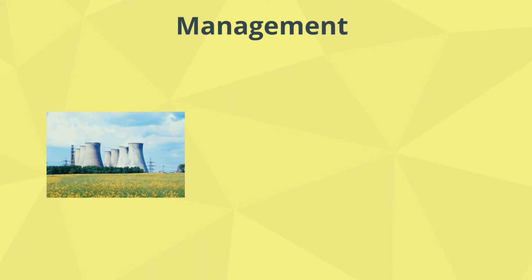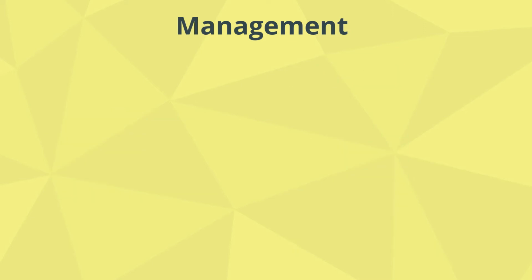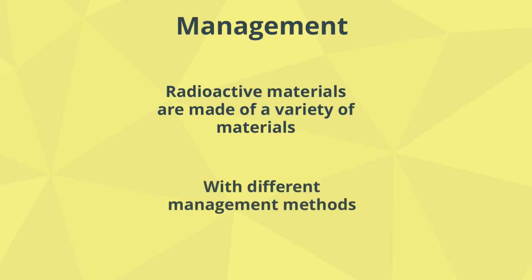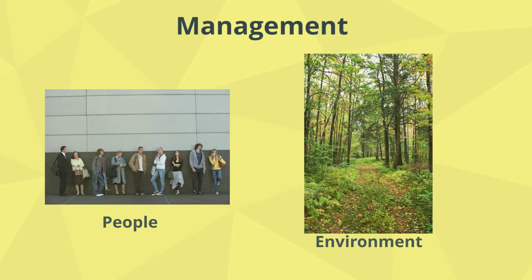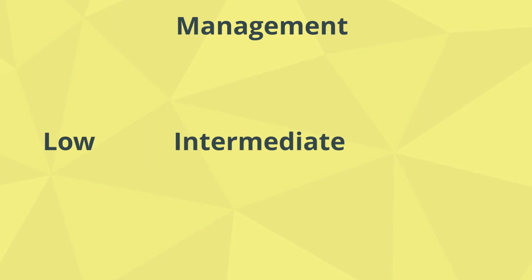In a nuclear reactor, a very large amount of energy is produced from a very small amount of fuel. However, much of the waste is radioactive and therefore must be carefully managed as hazardous waste. Radioactive waste consists of a variety of materials that require different methods of management to protect people and the environment. Furthermore, there are three levels of waste. We have low, intermediate, and high-level waste, each with their own identification and ways for disposal.